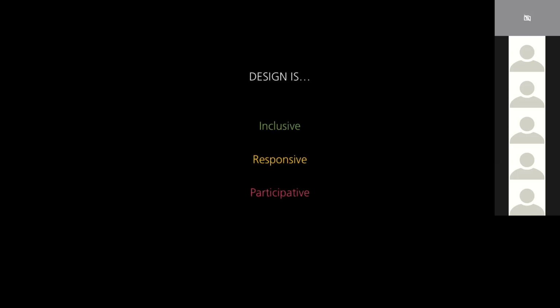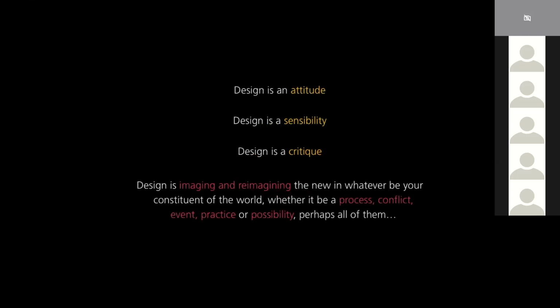So in a place, we need to include the interrelationships amongst practices of people, habitats, the plant and animal life that may co-inhabit it, the wind, the sun, the moon, and the rain, and how they influence each other, not to focus on them as objects that are static. So to conclude, I'd like to suggest that design is an attitude, a sensibility, and a critique. It is about imaging and reimagining the new in whatever be the kind of worldview, whether it's a process, conflict, event, practice, or possibility, and perhaps all of them.